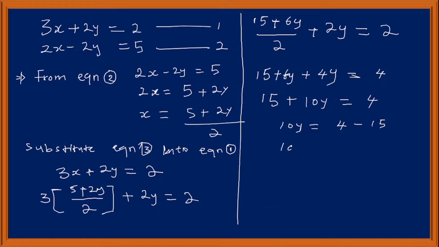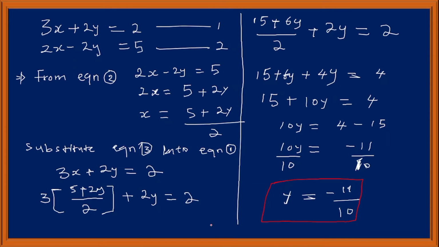So here I have 10y is equal to minus 11. Divide both sides by 10. So I'm left with y is equal to negative 11 divided by 10. So that's the value of y. Let me highlight that. So that's the value of y.